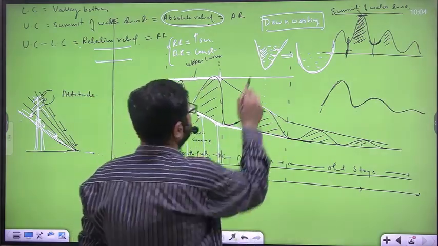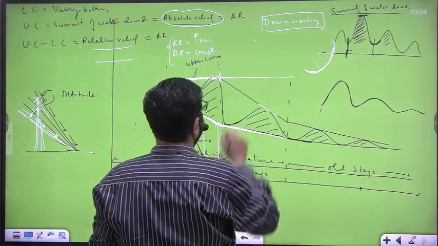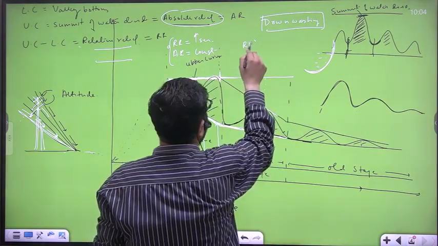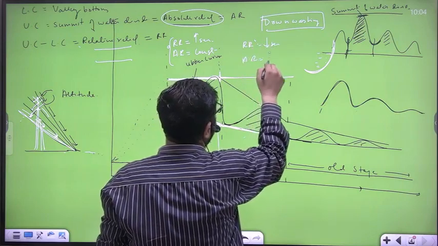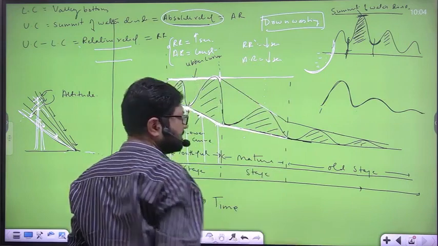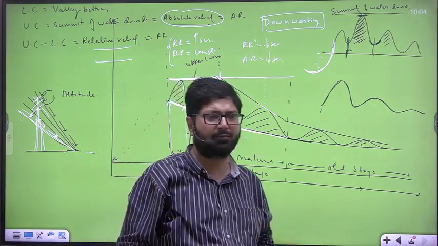Examiner is only interested in seeing this. Relative relief decreases, absolute relief also decreases. Clear?